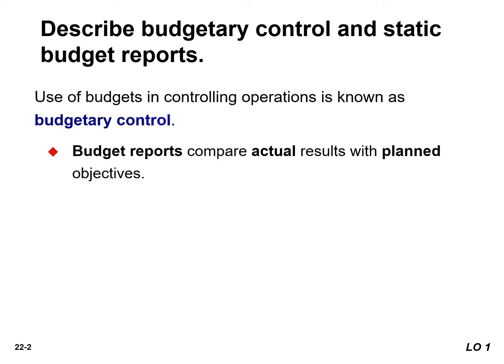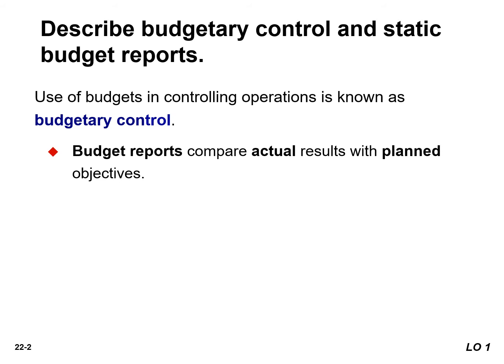One of management's functions is to control company operations. Control consists of the steps taken by management to see that planned objectives are met. In this chapter, or the next few videos, we'll explore how budgets contribute to controlling operations. The use of budgets in controlling operations is known as budgetary control.